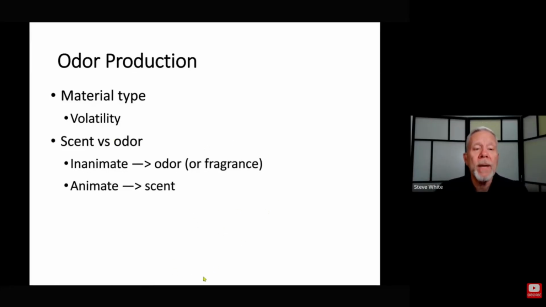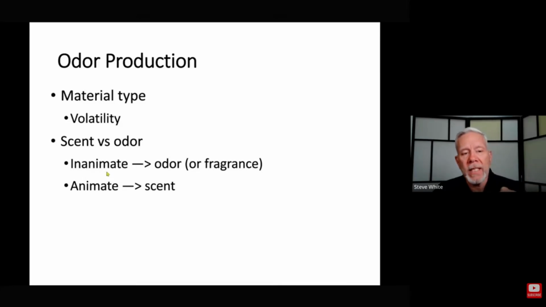Now, when we talk about scent versus odor, odor comes from inanimate objects: explosives, guns, drugs, you name it, gas that we use for gas leak detection. It could be the gas in a pipeline. There are all sorts of inanimate things that dogs can smell from a distance. And that's what we're harnessing when we're talking about odor.